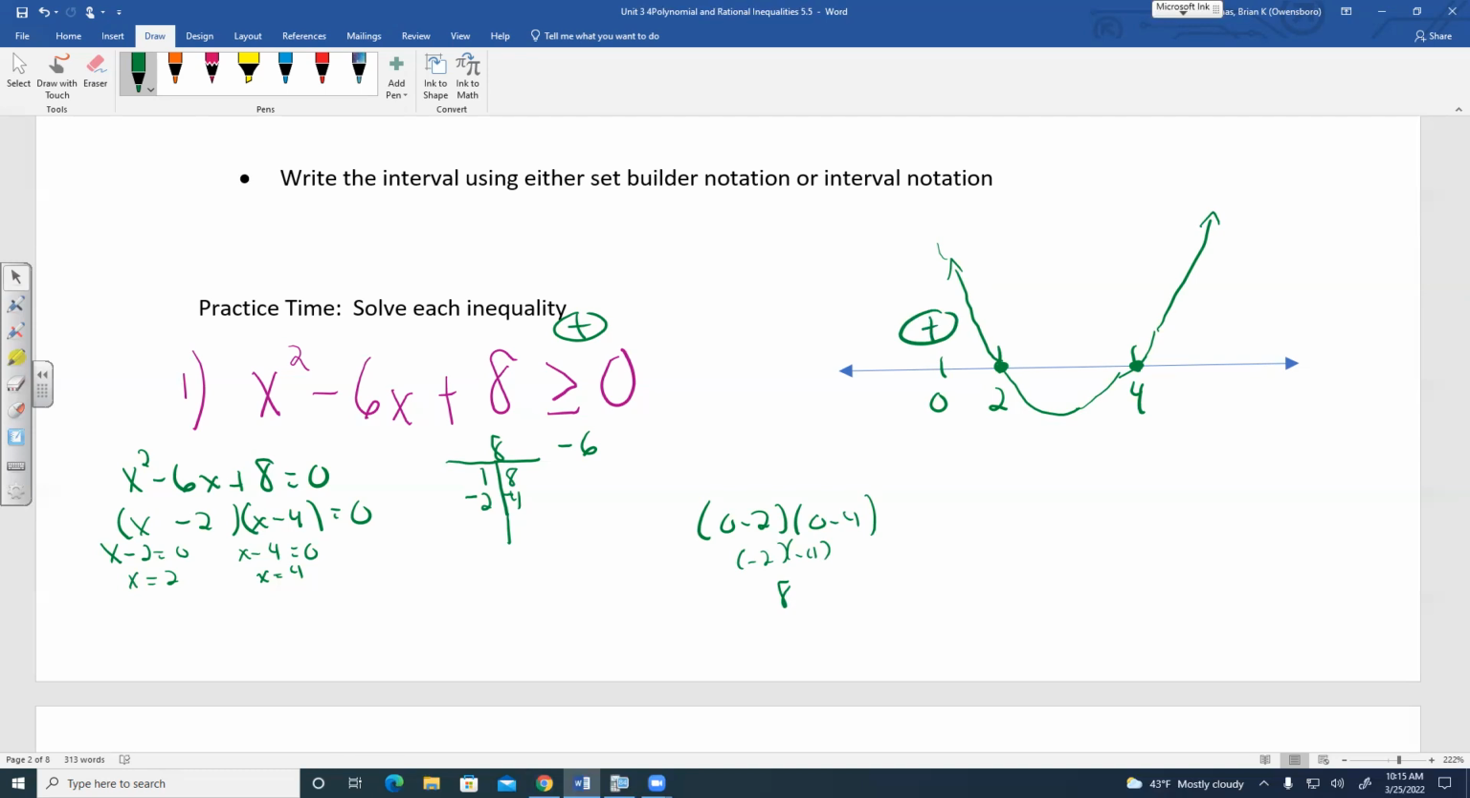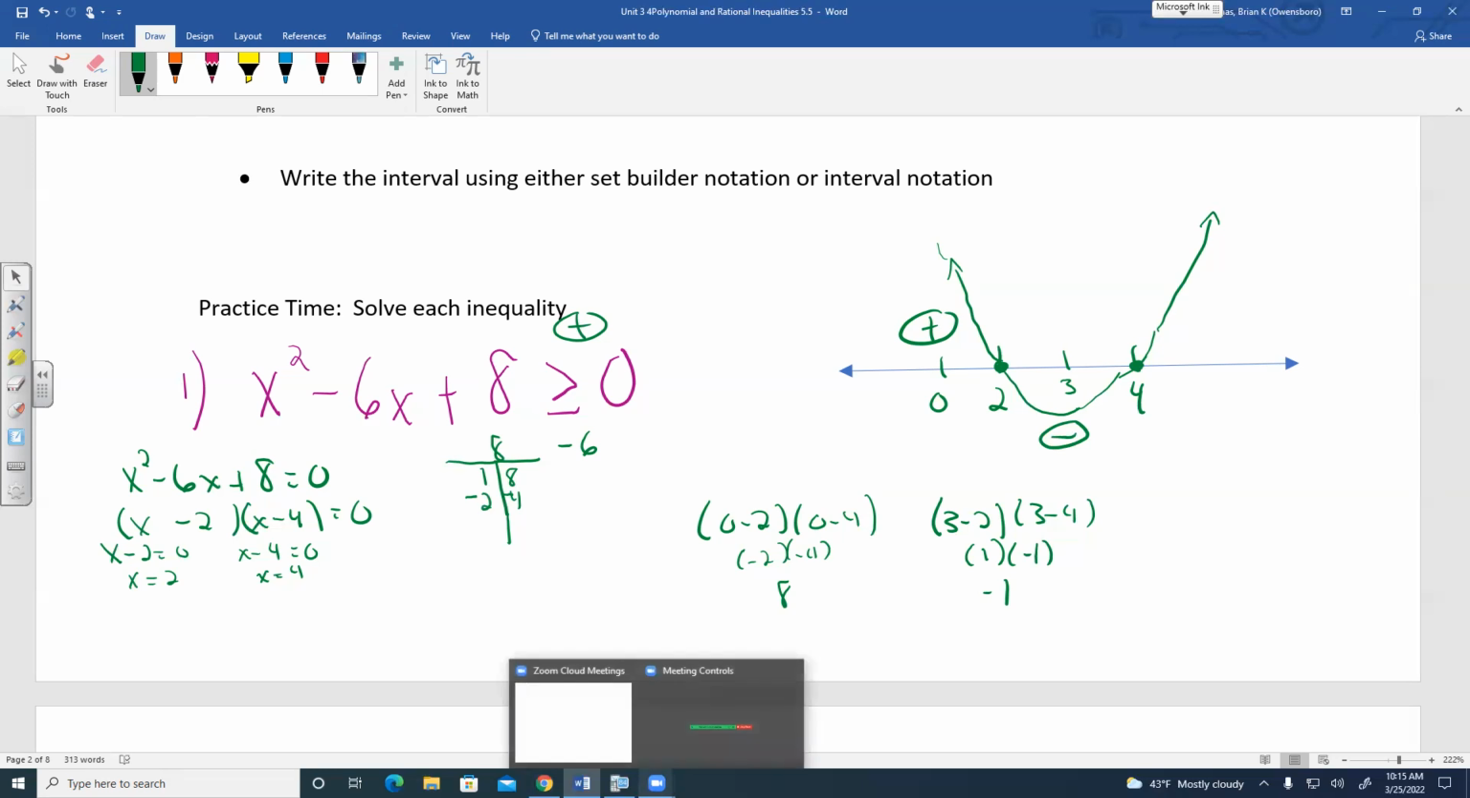So a number between 2 and 4, not many. 3 is a choice, though, we could choose. So if I choose 3, 3 would be located here. 3 minus 2, 3 minus 4. That's going to be 1 times -1. Well, that's going to be a -1. So it's going to be negative in this interval. And that's what's happening to my graph. It's below the x-axis, or below my number line.